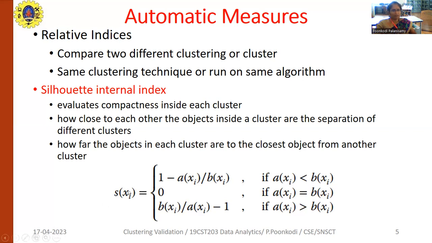If it is a positive value, then definitely b of xi must be greater than a of xi. If both are equal, then it is represented as 0, that is, it will be placed in the same group. And if it is -1, where a of xi is greater than b of xi, then it will be placed in one group.